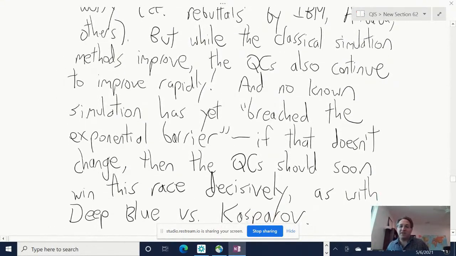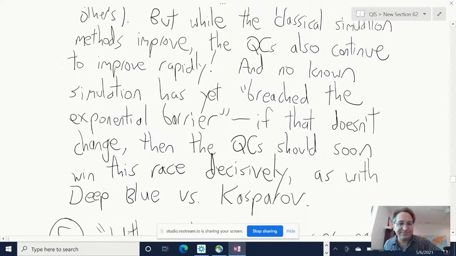It's sort of like the Kasparov versus Deep Blue chess competition in the 90s. If it's a close fight in a certain year between the best human and the best computer, then you can reliably predict that a couple of years afterward, it will no longer be a close fight. The computer will just have complete dominance. And that's very much the situation with quantum supremacy, unless some new discovery is made that would allow classical computers to breach this exponential barrier.